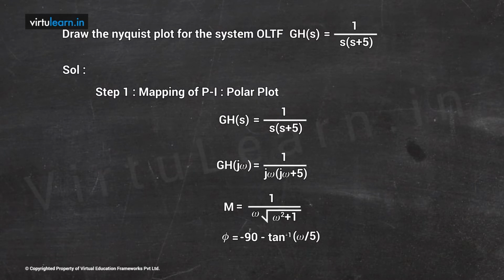So what will be the Nyquist path for this particular problem? Now if you look at the open loop transfer function, it is type 1, which means we have one pole at origin. So if you have one pole at origin, then what will be the Nyquist path? So the Nyquist path is like this.